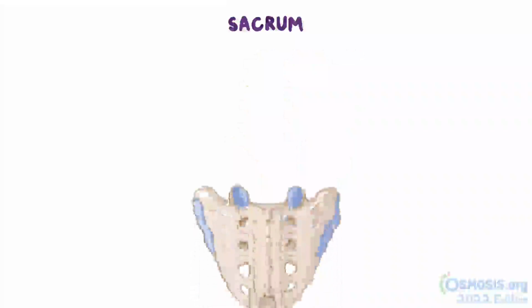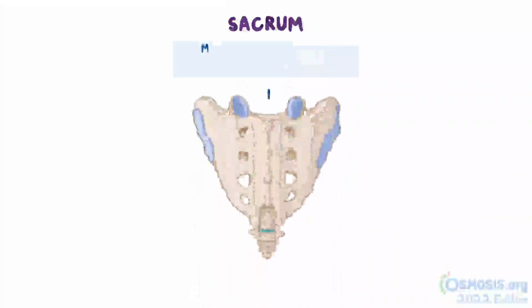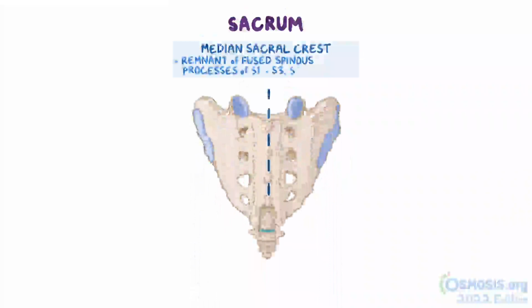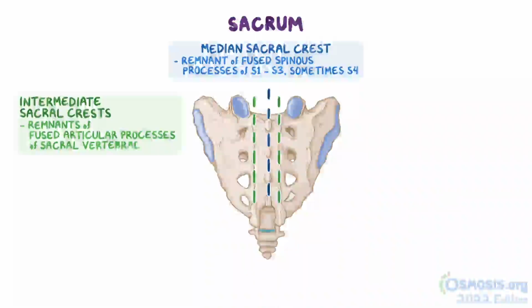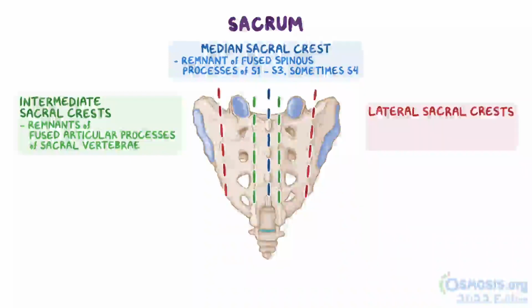Along the midline of the posterior surface of the sacrum is the median sacral crest, which is the remnant of the fused spinous processes of S1 to S3, or sometimes S4. The intermediate sacral crests that lie just lateral to either side of the median crest are remnants of the fused articular processes of the sacral vertebrae. Finally, the lateral sacral crests lie further laterally on each side, and they arise as a result of fusion of the transverse processes of the sacral vertebrae.